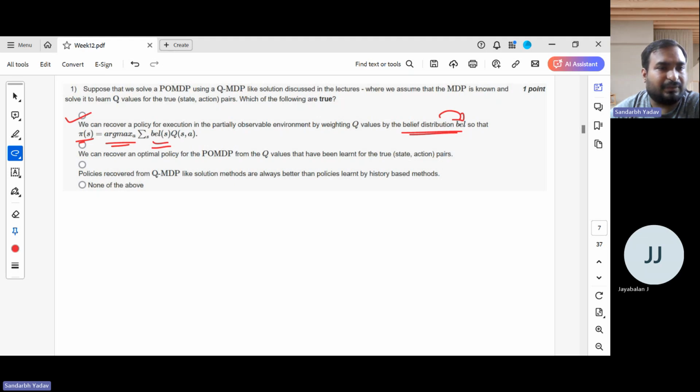Either way, it's a single-correct-option question, so the first being correct means the other three cannot be. But let's see the second: we can recover an optimal policy for the POMDP from the Q values learned for the state-action pairs. Again, this is false. We can recover it for the MDP, not for the POMDP directly. The third: policies recovered from QMDP-like solution methods are always better than the policy learned by history-based methods. Again, we cannot say that it will always happen. It might happen, might not also. And none of the above cannot be the answer. I hope there is no doubt in this.